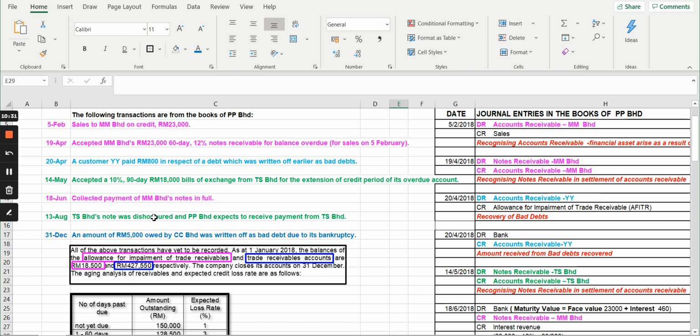TS note was dishonored, meaning that TS did not honor the promise that the company earlier made. However, even though it was dishonored, PP still expects to receive payment, meaning that there is still hope in the future that you'll be able to recover the payment from TS Berhad. So you need to record the dishonor situation here.